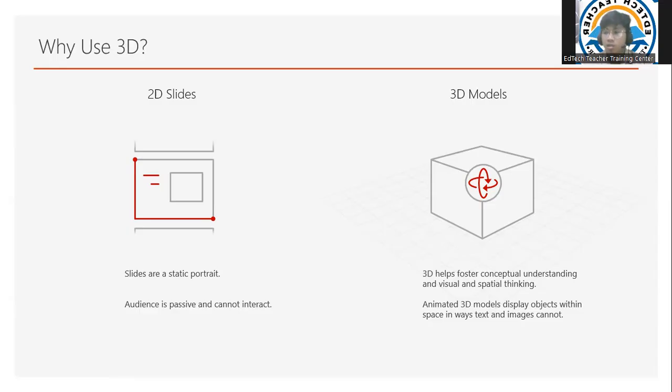Okay? So that is the advantage of 3D models. It displays the object within space in ways text and images cannot. Kasi yung text and images are just flat. Okay? It's the common display of the 2D slides. But in 3D models, we can see the different perspectives in every angle because basically it is 3D.